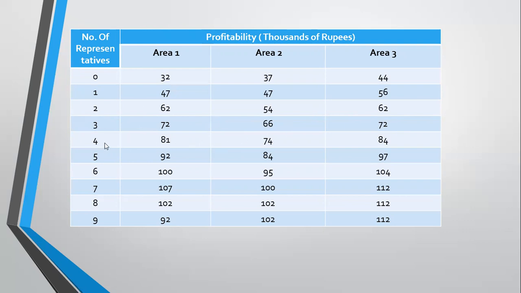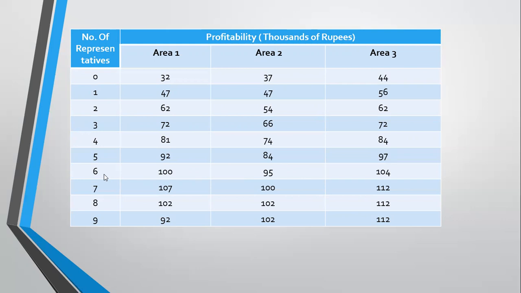Then 4 sales representatives. For appointing 4 sales representatives in area 1, how much amount can we allocate? 81,000 rupees to earn a profit. Then area 2, the total amount to be allocated is 74,000 rupees, and area 3, 84,000 rupees. Next, for appointing 5 sales representatives in area 1, 92,000 rupees, area 2, 84,000 rupees, and area 3, 97,000 rupees. This is the money which is distributed in 3 different areas.